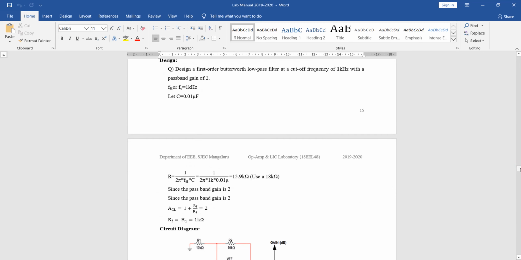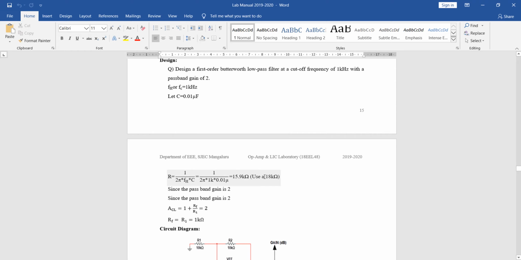Design a first order Butterworth low pass filter at a cutoff frequency of 1 kilohertz with a passband gain of 2. Here the cutoff frequency, or high cutoff frequency FH or FC, is 1 kilohertz. For the design part, we will select the capacitance value as 0.01 microfarad. As we know, the cutoff frequency F is equal to 1 over 2 pi R C. Knowing the values of FH and C, we can calculate the value of R.